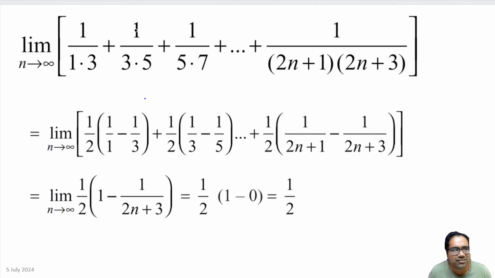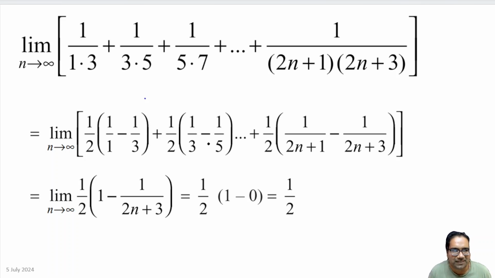Similarly, 5 minus 3 is 2. So if I write 1 by 3 minus 1 by 5, we will get 2 by 3 into 5. We want 1 by 3 into 5. So half of 1 by 3 minus 1 by 5 is actually equal to this. Similarly, half of 1 by 5 minus 1 by 7. Similarly, half of 1 by 2n plus 1 minus 1 by 2n plus 3.